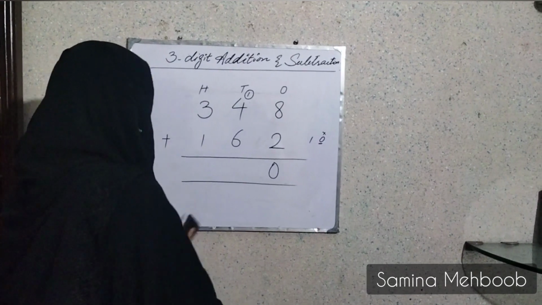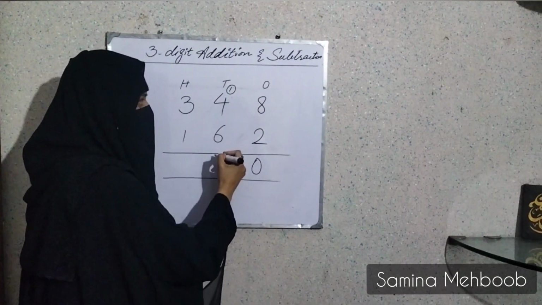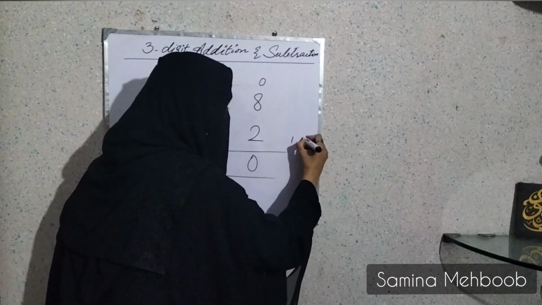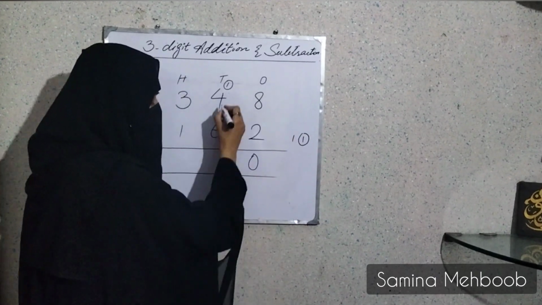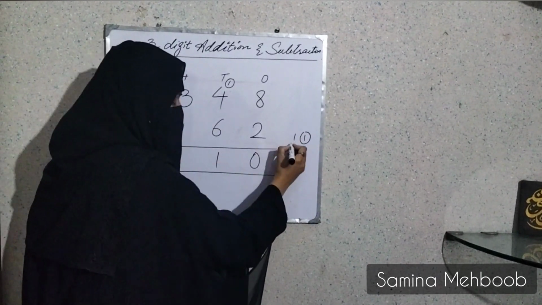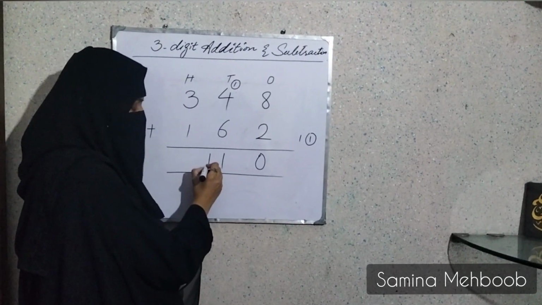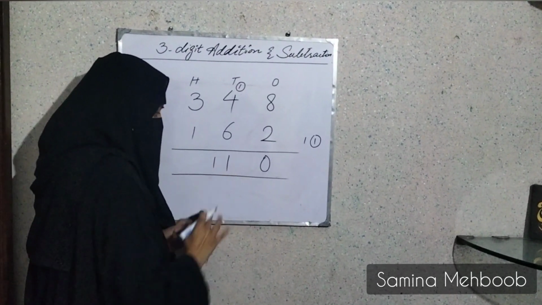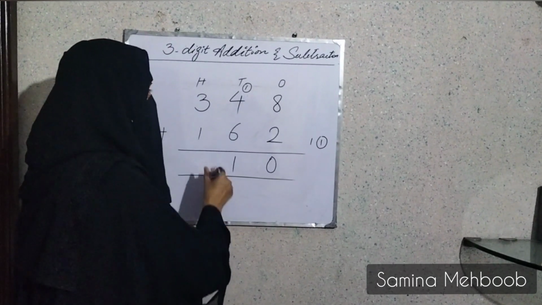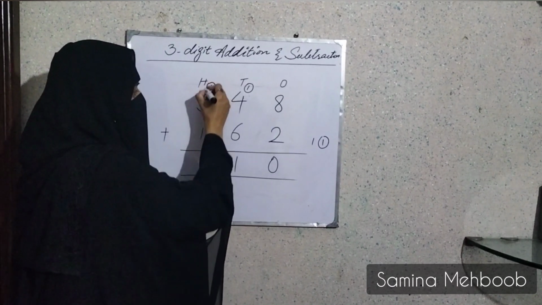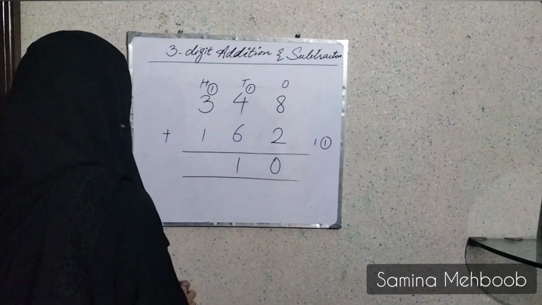What is the answer of tens place? It's 11. What will we do? Same. The rightmost digit we will write in tens place, and we will not write 11 here. Look at the board. We will not write in this form. We will erase the second number, and we will carry it to hundreds place like this. Now come to the 100 place.